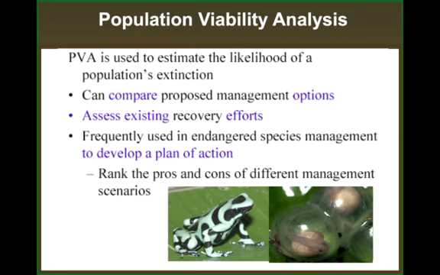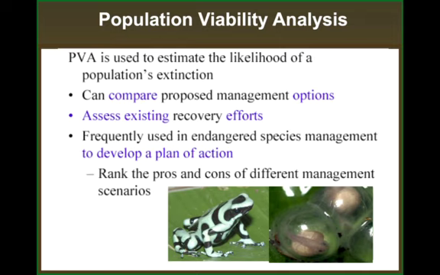Okay, so one of the main things that PVA is used for is to estimate the likelihood of a population going extinct. It allows you to do this while you're comparing different proposed management options. You can see which ones lead to extinction rather quickly and which ones allow the species to persist for much longer. You can use PVA to assist existing recovery efforts, and it's frequently used in endangered species management to develop a plan of action.